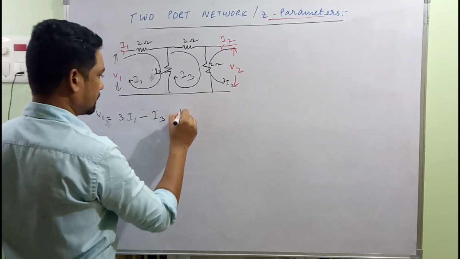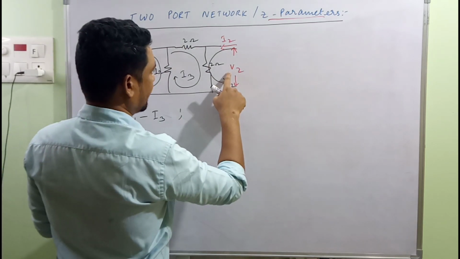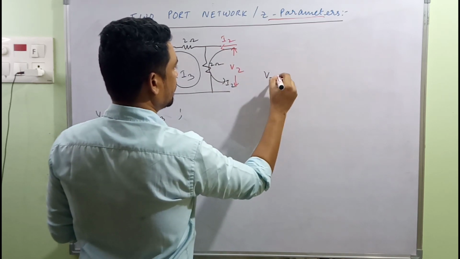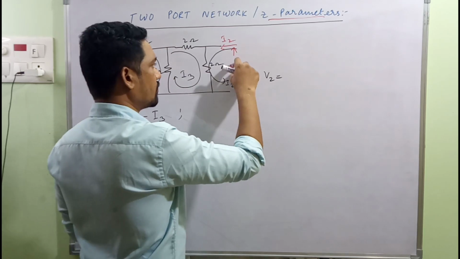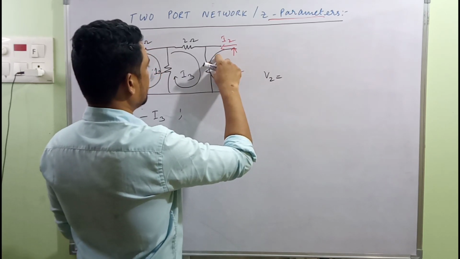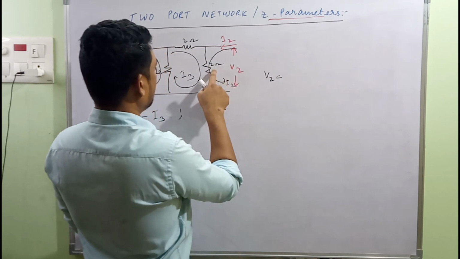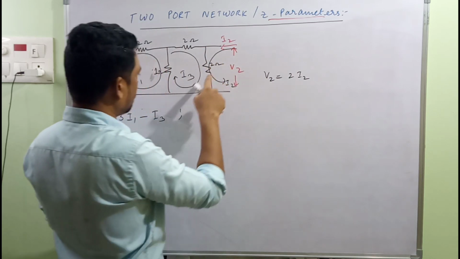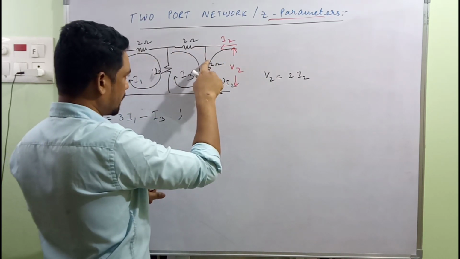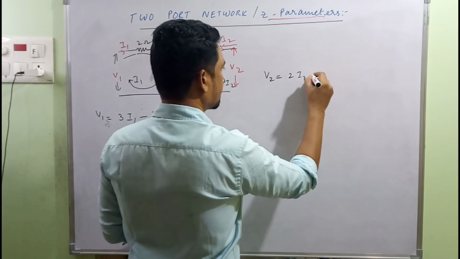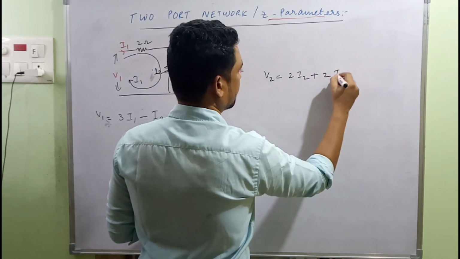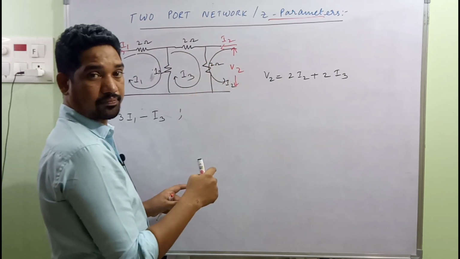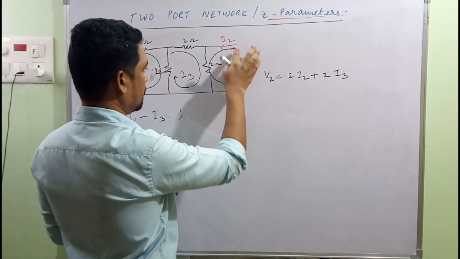Okay, so this is one. To this side, making use of this loop, V2 is equal to this drop. So what is that? We have 2 times I2, and watch carefully, I3 is also flowing along with I2 in the same direction, so that will be plus 2 times I3. I2 is flowing in this direction, and I3 is also flowing in this direction. So that's the equation for this loop.